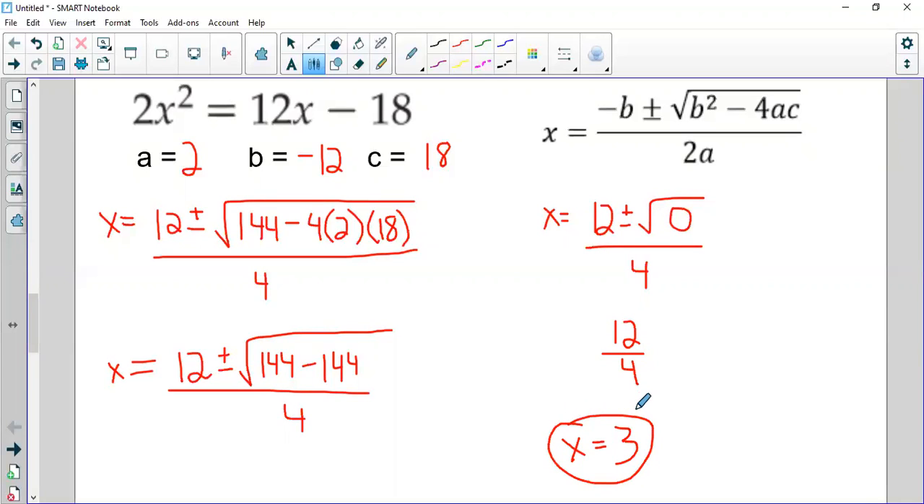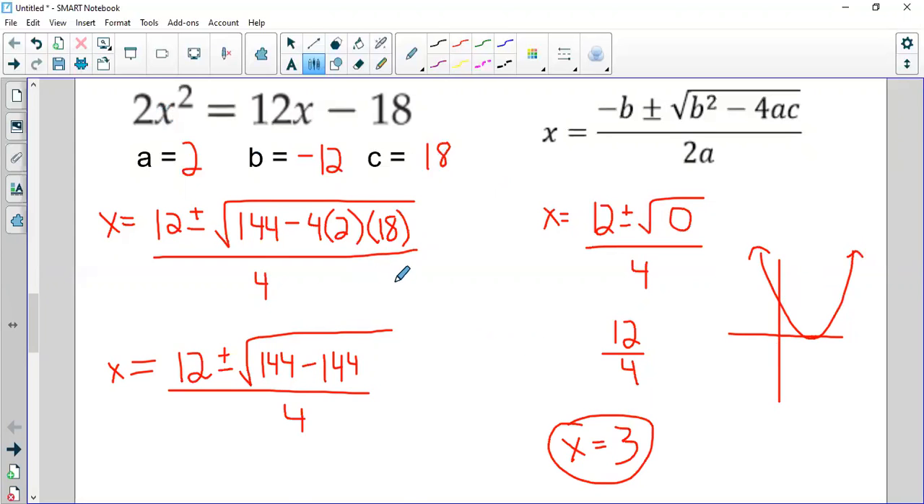That means the vertex of that parabola will be right on the x-axis. Let's see, it's an upward-facing parabola because a is positive. So it'll be over here at 3. The parabola will look something like that. It would intersect the y-axis at positive 18. That's that number, positive 18.